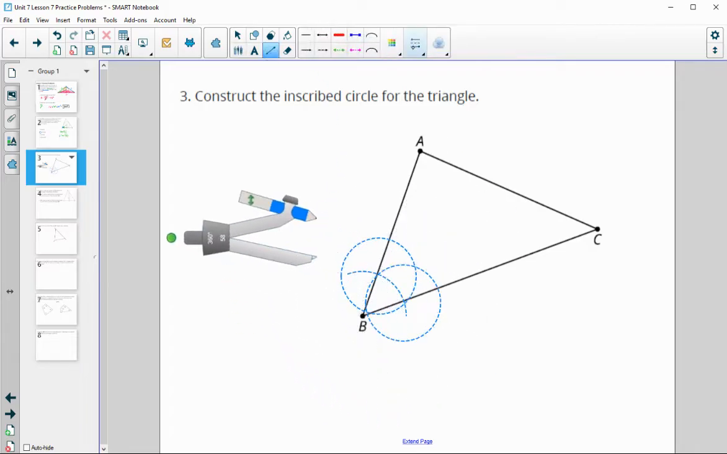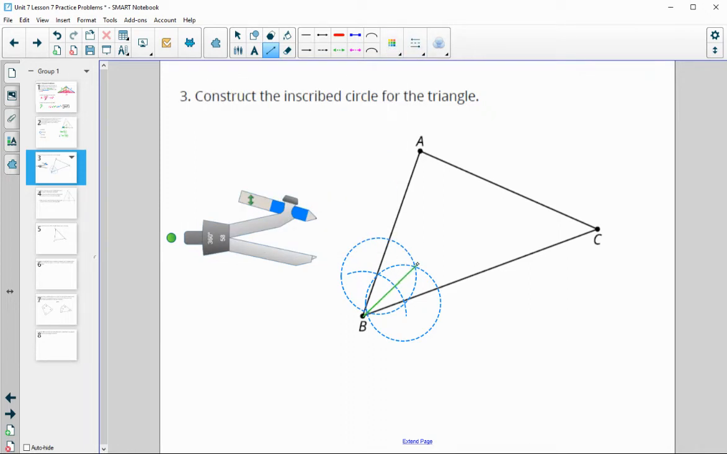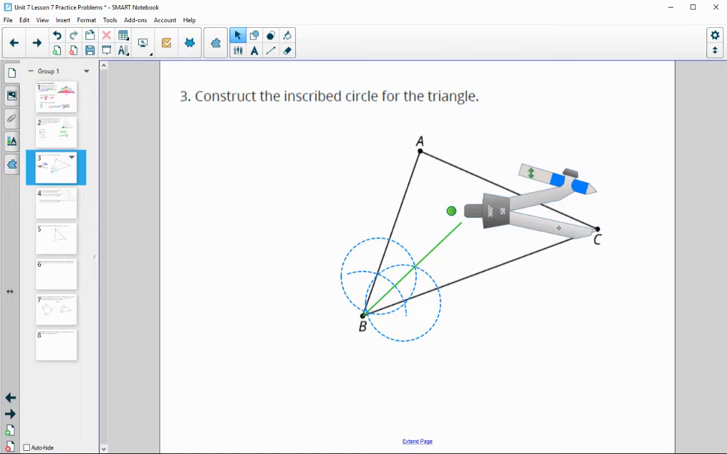Then from that intersection point to the other intersection point, you can connect these, connecting the vertex through the intersection. That'll get you the angle bisector. And then repeat this for at least one of the other angles. If you do it twice, you should find the incenter.